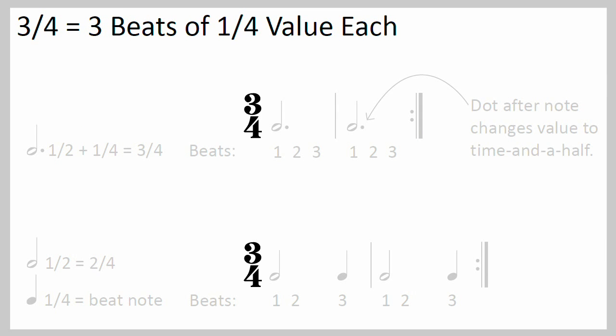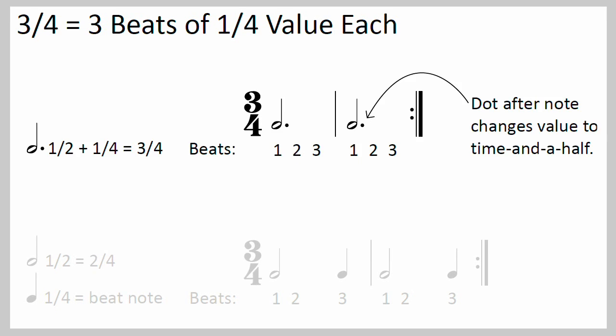The time signature for these examples is 3/4, so each measure has 3 beats, and the value of each beat is 1/4. In this rhythm, both measures have a half note followed by a dot, called a dotted half note. The dot means to increase a note's value to time and a half. In 3/4 time, a dotted half note equals 3 beats, since 1/2 is equal to 2/4, and the dot adds 1/4 for a total of 3/4. So the rhythm sounds like this. 1, 2, 3, 1, 2, 3.